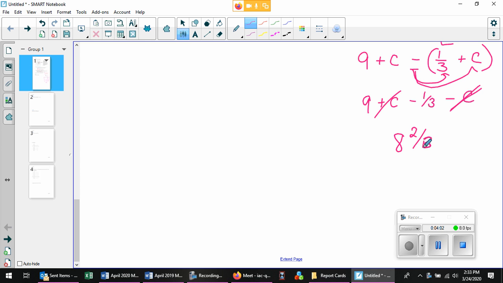Again, the c's, although they are still there, still present, we usually don't show them because we all know that they cancel out.